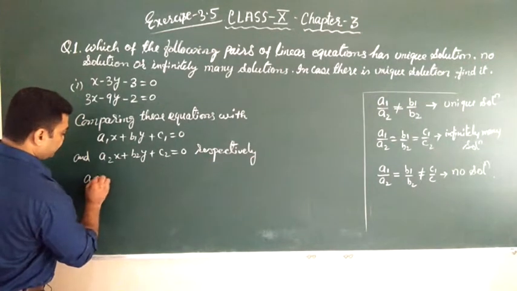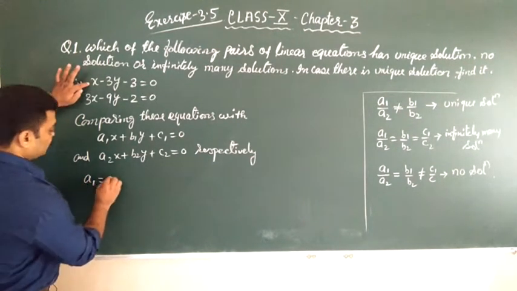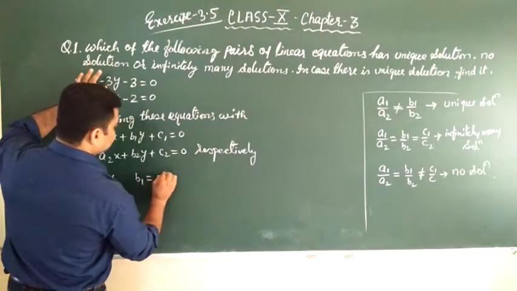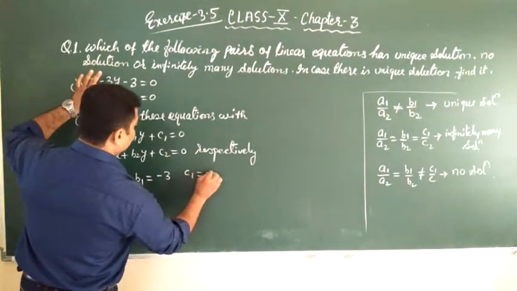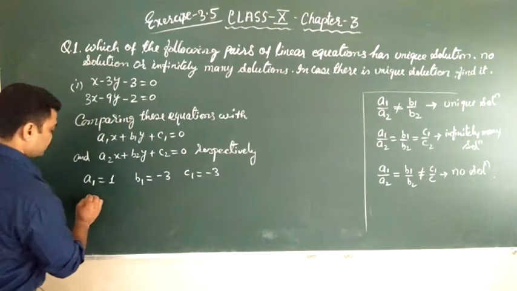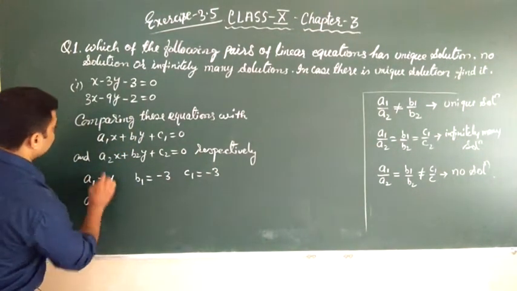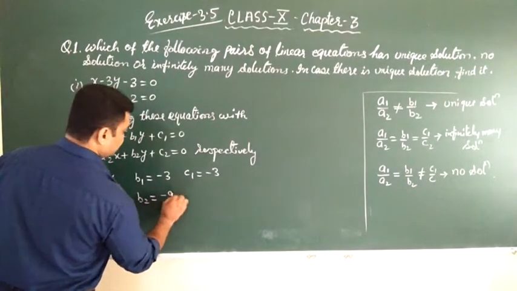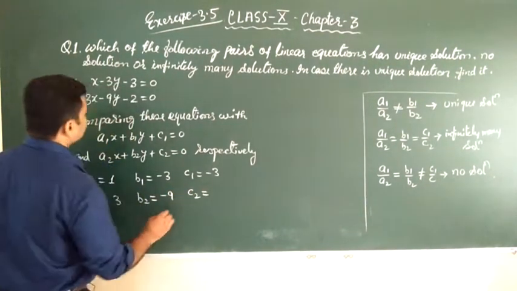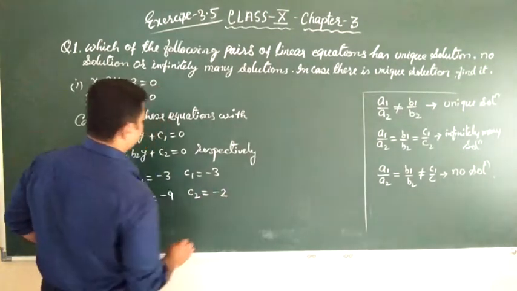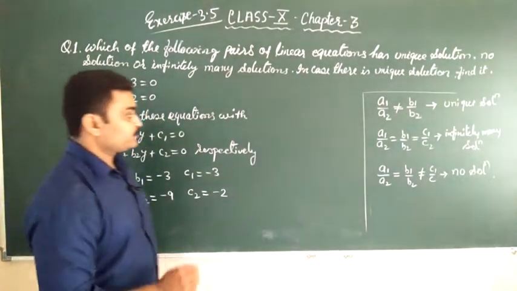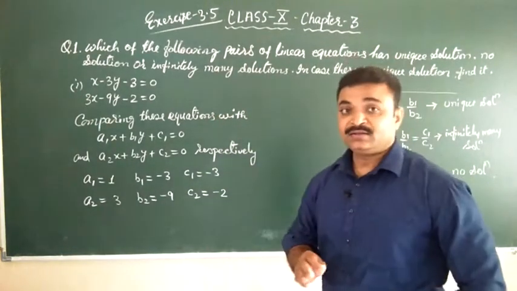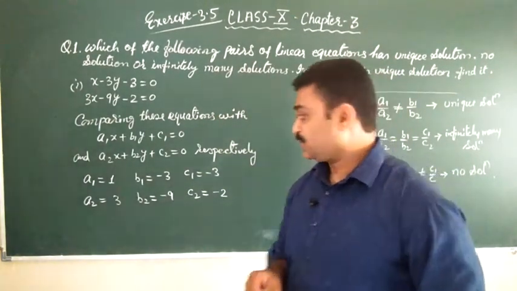So here we get A1 is equal to 1, B1 is equal to minus 3 and C1 is equal to minus 3. Similarly, A2 is equal to 3, B2 is equal to minus 9 and C2 is equal to minus 2. Clear, students? Now we will check, we will find the ratios.